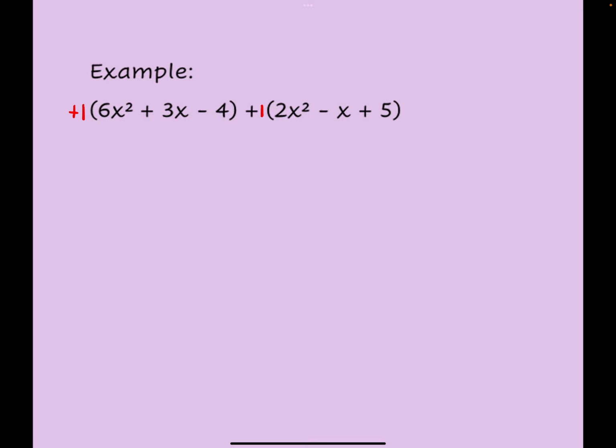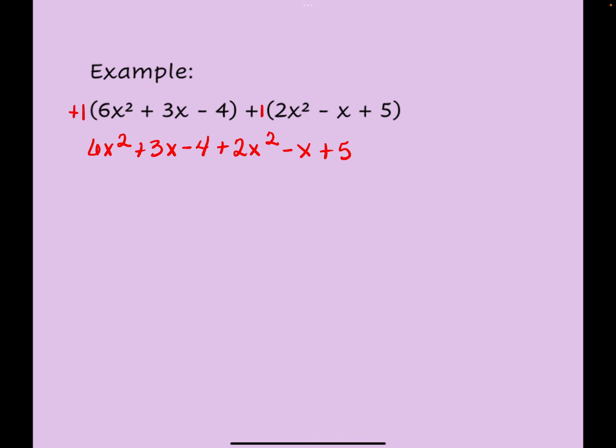So the very first thing here, distribute that positive 1 to the first group. That gives me 6x squared plus 3x minus 4. Then in that second group, 1 times 2x squared gives me positive 2x squared minus x and plus 5.